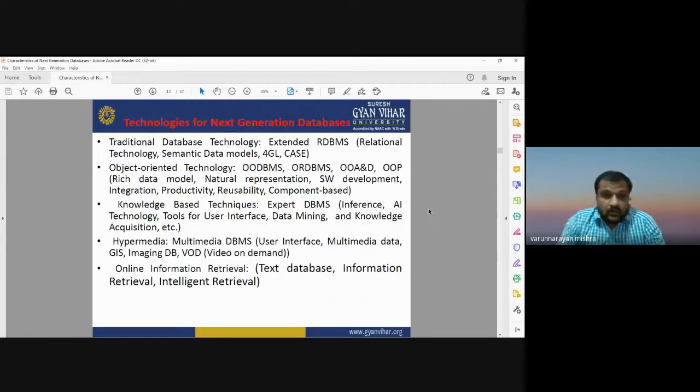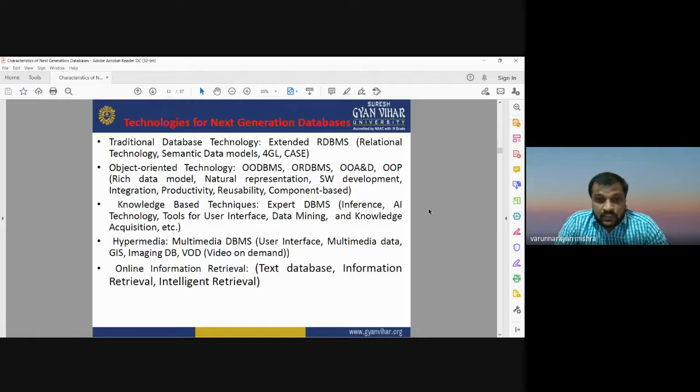Now, what are the different technologies that are developed for next generation databases? It started with traditional database technology like extensions of the relational database management system, semantic data models, 4GL and CASE. Then there is object-oriented technology, which includes object-oriented database management systems, object relational database management systems, and object-oriented programming, which is very rich in the data model.